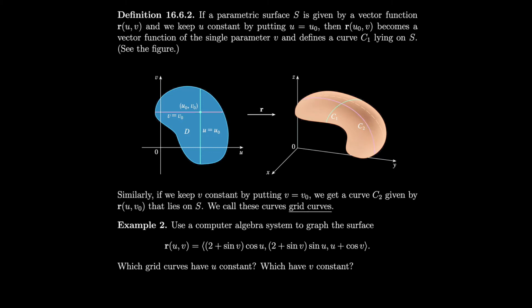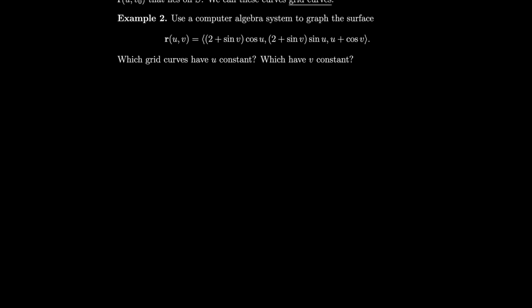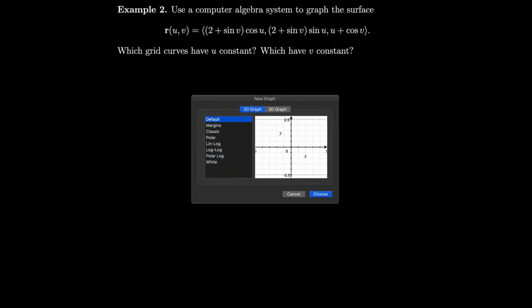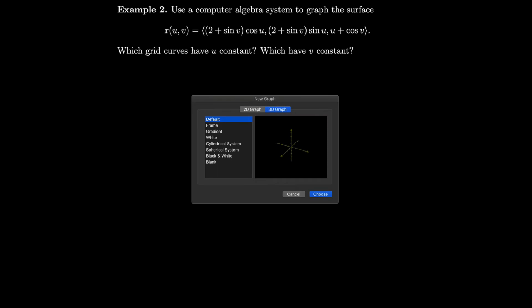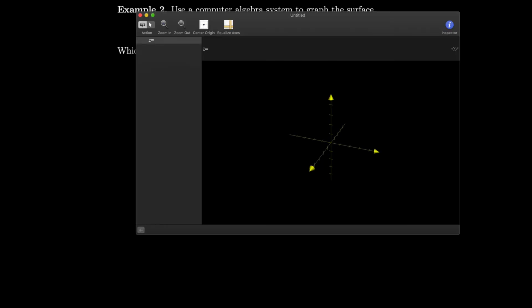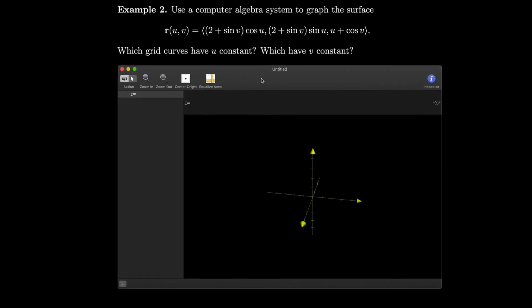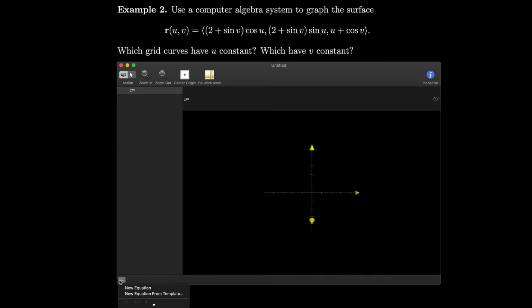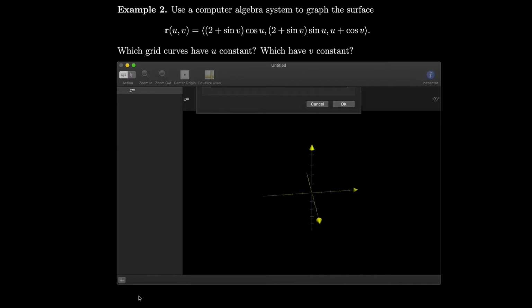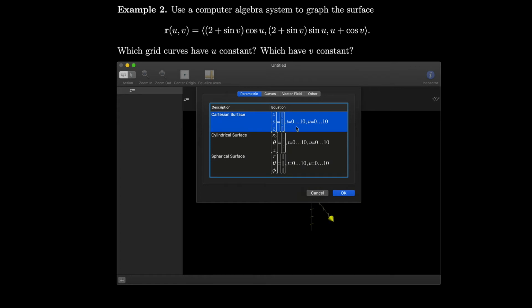So let's use a computer algebra system to graph the surface given in this example, and we'll see which grid curves have u constant and which ones have v constant. Let's pull up our handy-dandy grapher, do a 3D graph, and use one of the templates they have for parametric. There we go, Cartesian surface, parametric.